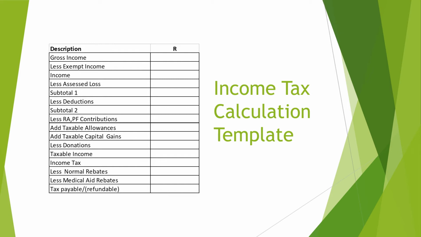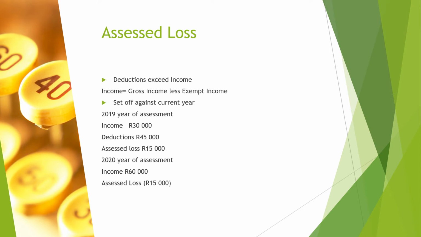So we are still continuing with our series on how to calculate income tax, personal income tax. On our last video, we touched on gross income and exempt income. Today, we are going to be looking at assessed losses, deductions, and contributions. Okay, so an assessed loss by definition is when your deductions exceed income. So income is your gross income less exempt income. Those are the two components that we covered in our previous video.